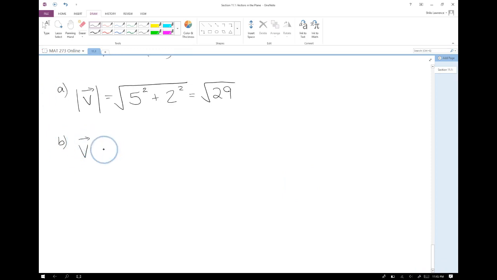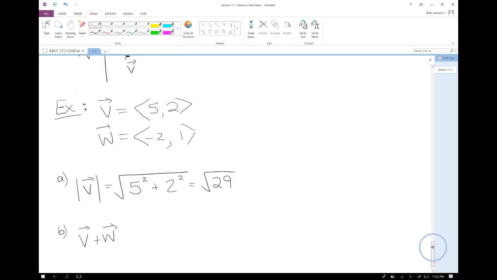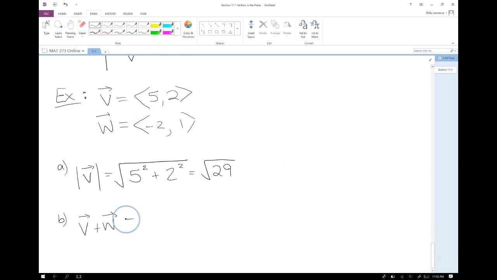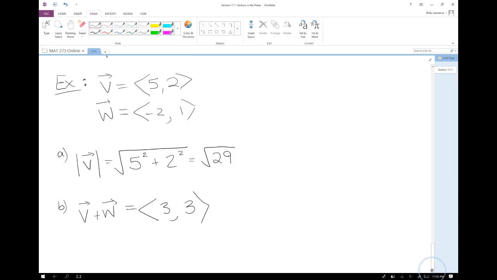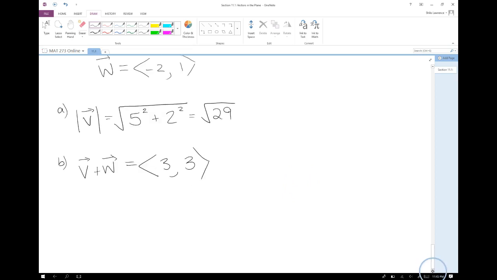Next, we are going to algebraically and geometrically calculate v plus w. So algebraically, all we have to do is add corresponding components. So 5 plus -2 is 3, 2 plus 1 is 3. If we wanted to do this geometrically, I'm going to draw both of my vectors in standard position. So there's 5, 2. And our second vector is -2, 1.